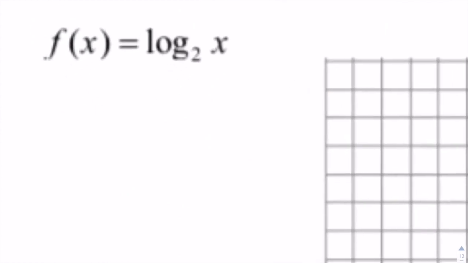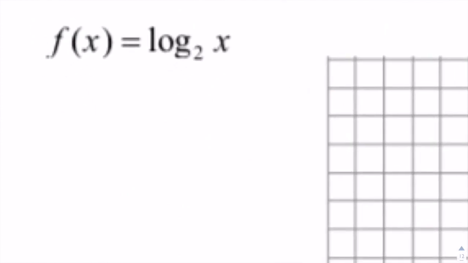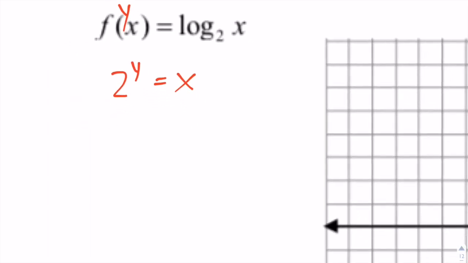Alright, so looking at example number 1 here. f of x is log base 2 of x. Alright, let's take a look at what this would be. Let's just call this y for a second. This would be the same thing as 2 to the y power is equal to x, right? Okay, cool. So exponential, a little bit easier to deal with. We're just more comfortable with that.